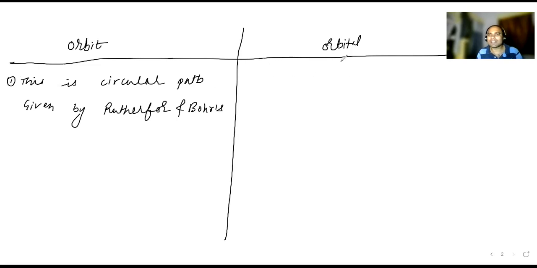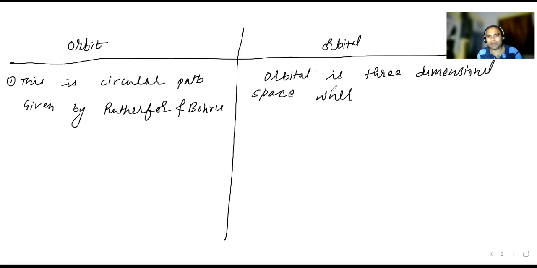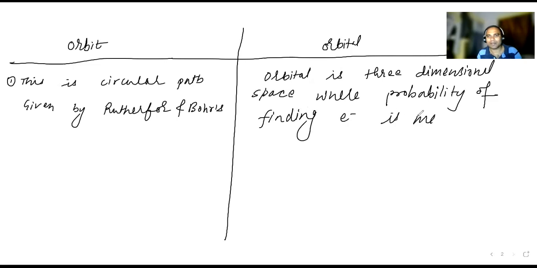Now the orbital is a different concept, and this is the important one. Keep in mind, you can write: an orbital is a three-dimensional space where the probability of finding an electron is maximum. This is the definition.